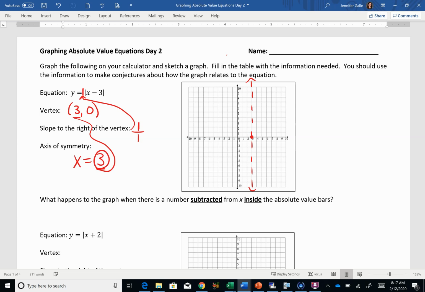All right, we've got everything we need now to finish our graph. We've got our vertex, we've got our axis of symmetry, we have our slope of the right side. So I start at the vertex, I go up 1, right 1, up 1, right 1. And you can do that a couple times, 2 or 3 times. And then remember, we use that symmetric property and we reflect those points over the axis of symmetry. Draw in the 2 straight sides. This should be a V shape, it shouldn't be curvy.